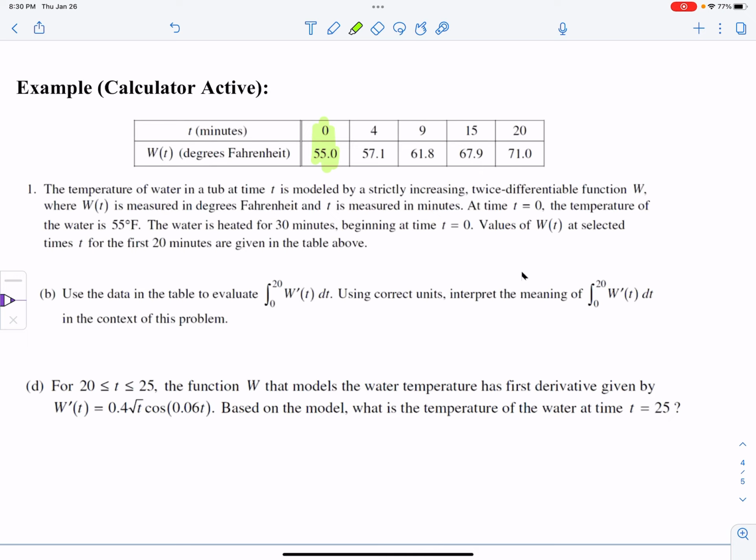The water is heated for 30 minutes beginning at time t equals 0. Values of W of t at selected times t for the first 20 minutes are given in the table above. Use the data in the table to evaluate the definite integral from 0 to 20 of W prime of t. Using correct units, interpret the meaning of that definite integral in the context of this problem.